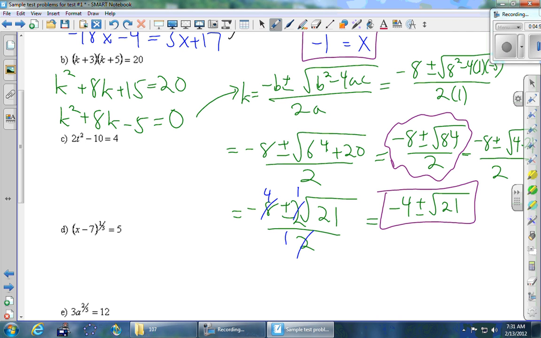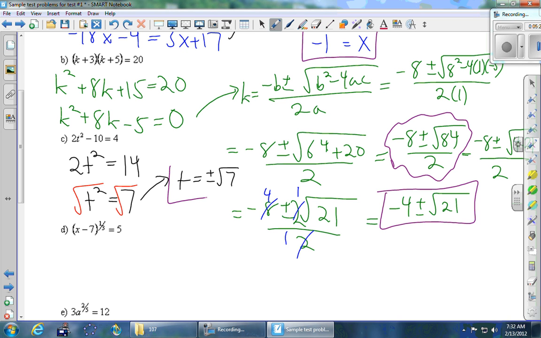So let's add 10 to both sides and divide by 2, trying to get that t squared by itself. And then finally, once the t squared is by itself, take the square root of both sides. And at that moment, when you take the square root of both sides, is when you need to remember that you've got to put in that plus or minus. So plus or minus square root of 7, and we're done.